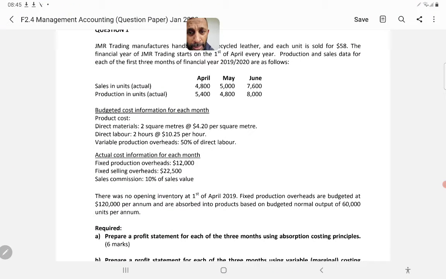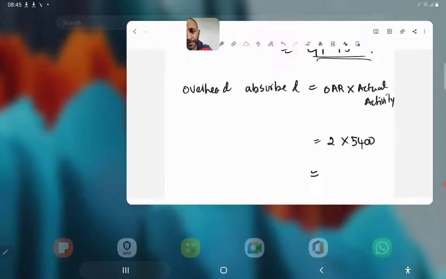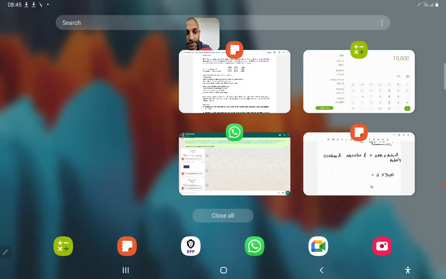Production units in April are 5,400. So we need to calculate what you call overhead absorbed for 3 months. I am now working for April. In April it is 5,400, so therefore 2 into 5,400 is 10,800.